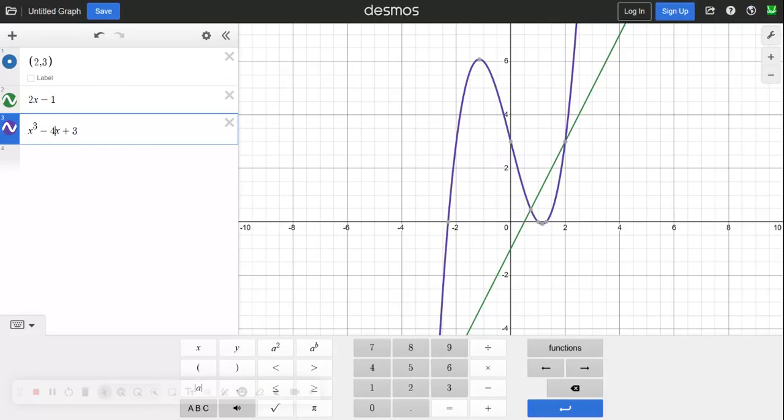the point 2, 3. So all in all, Desmos is a pretty easy tool to use and is much easier to use and see rather than having to use a handheld graphing calculator.